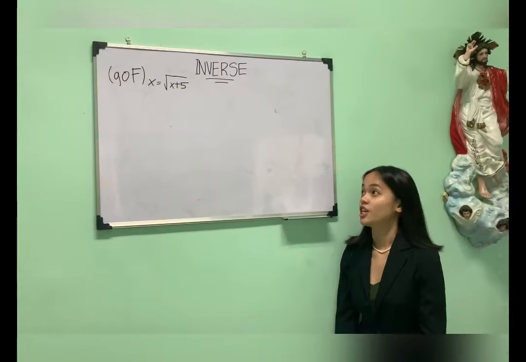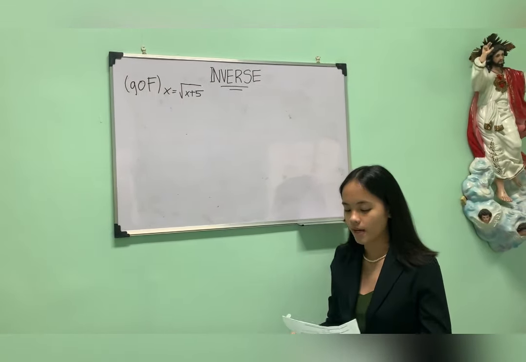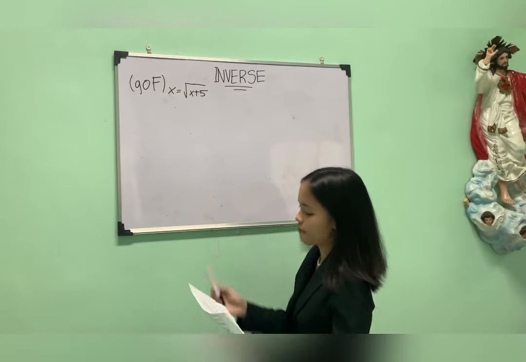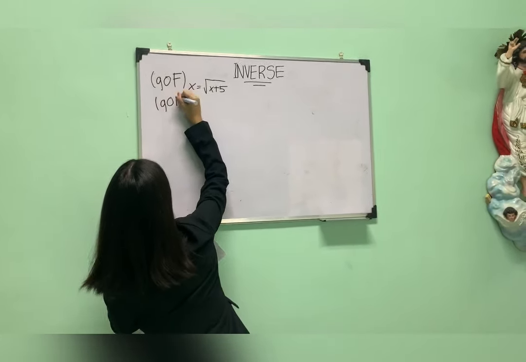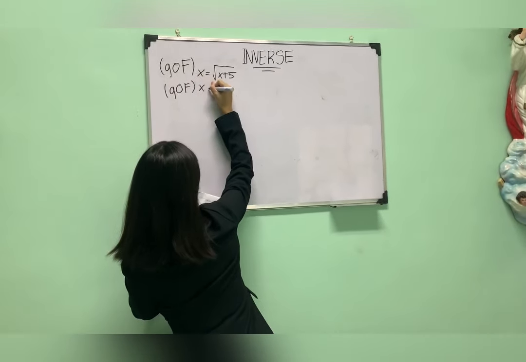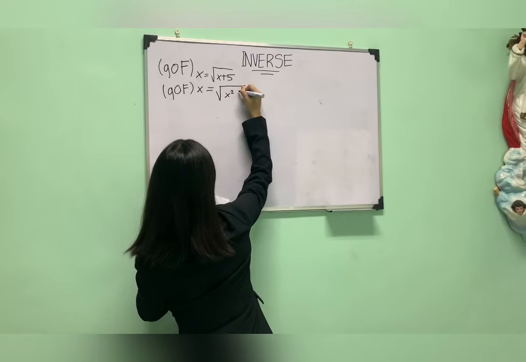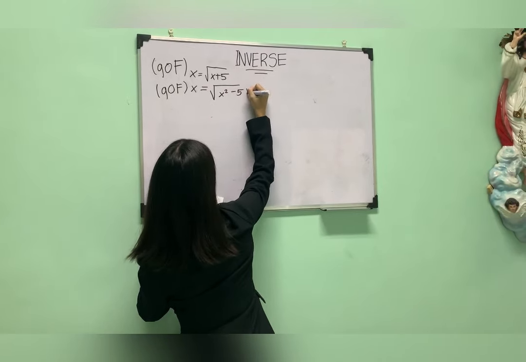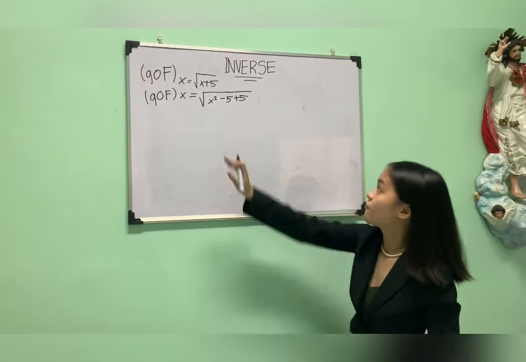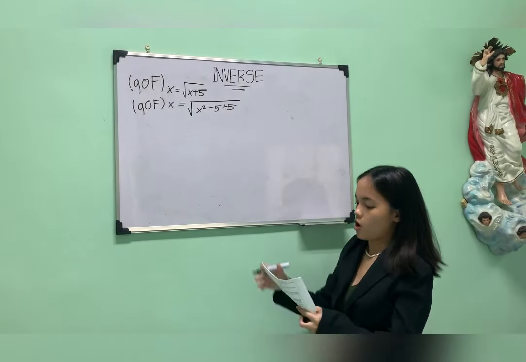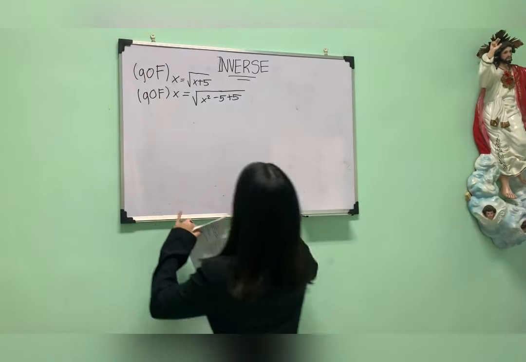Then g circle of f is equals to square root of x plus 5. Substitute x by the f. So that will become g circle of f of x is equals to square root of x squared minus 5 plus 5. Negative 5 plus positive 5 will be equals to 0, so cancel both numbers.